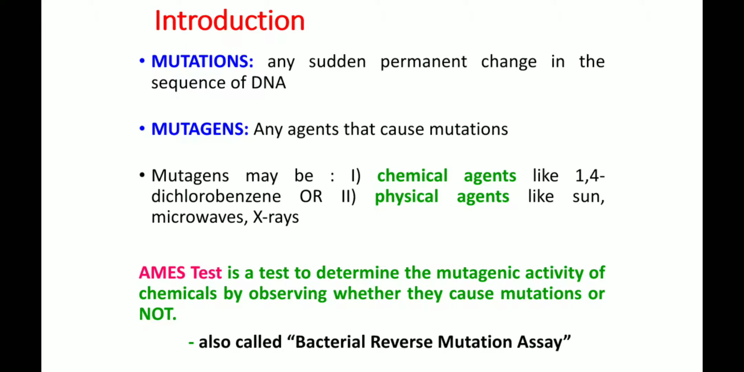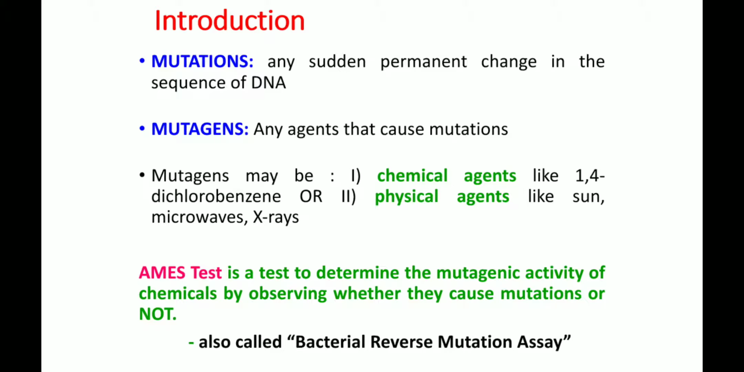And what produces mutation are mutagens. Mutagens are those that cause mutation. Mutagens are of various types. They can be chemical agents, they can be physical agents, there are biological agents like viruses, which have the potential to cause sudden permanent change in our DNA.